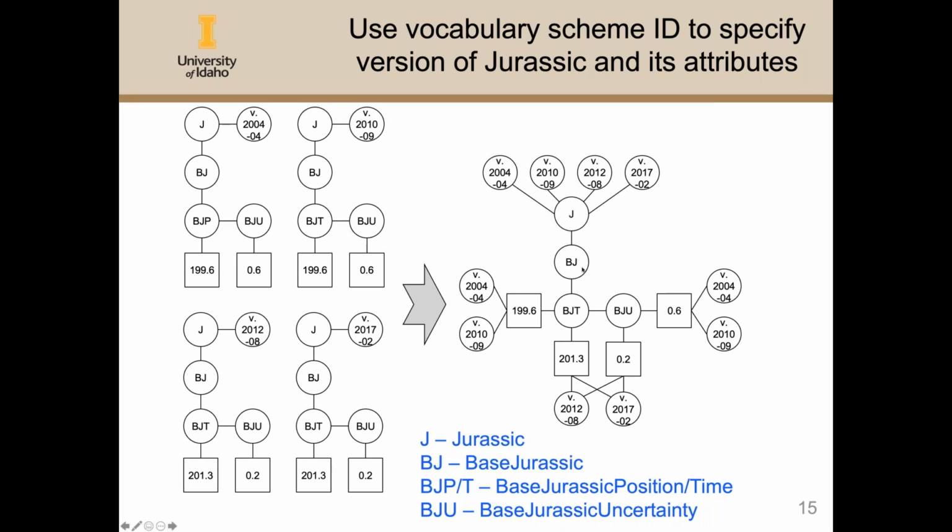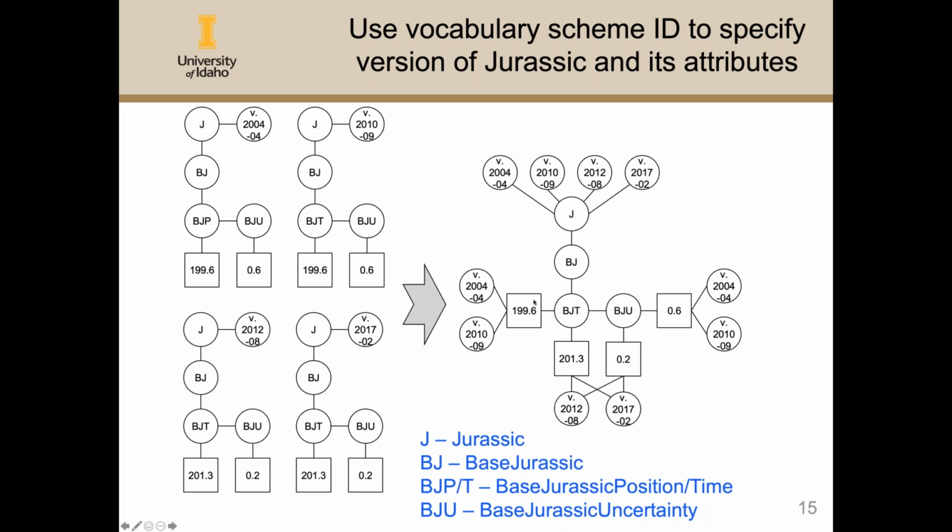So Jurassic, base Jurassic time, and base Jurassic uncertainty. Those 4 concepts remain the same, but I just use the vocabulary scheme ID. So here we have 4 vocabulary schemes: 2004, 2010, 2012, 2017.